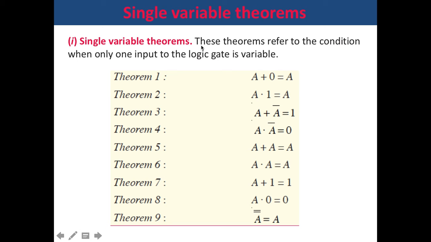To describe the Boolean algebra, there are many theorems we need to learn. So a few single variable theorems are shown in the table. The single variable theorem refers to the condition when only one input to the logic gate is variable.